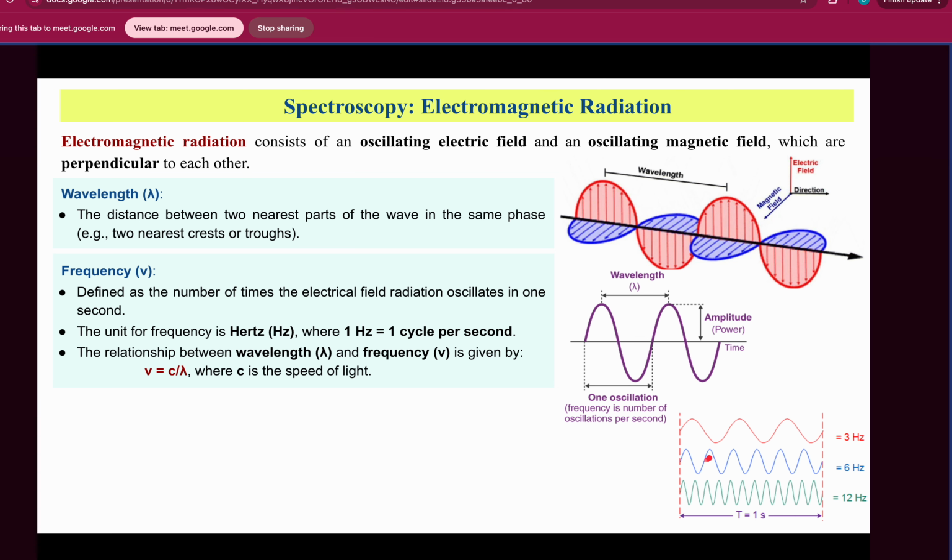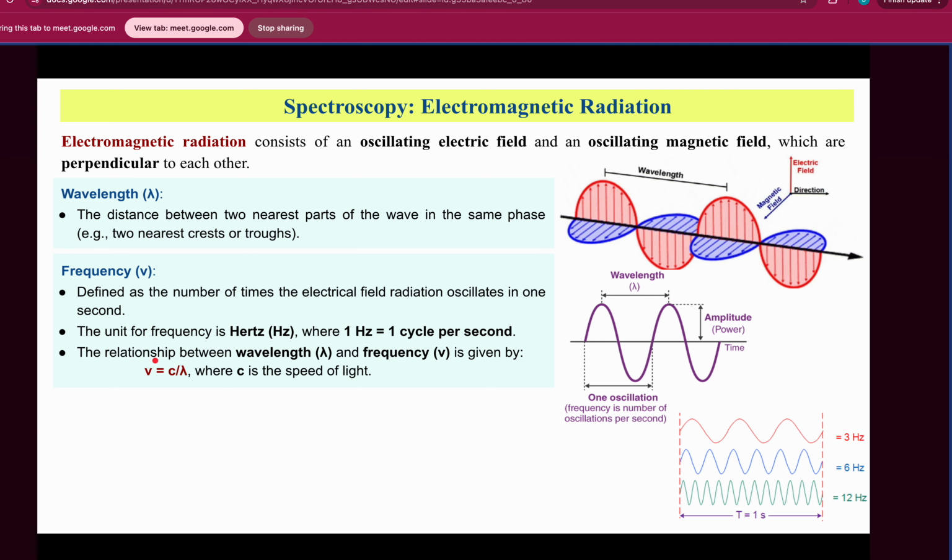Similarly, the blue wave is oscillating 6 times, so it has a frequency of 6 hertz. Similarly, the green wave is oscillating 12 times, which means it has a frequency of 12 hertz. The unit of frequency is hertz, and 1 hertz is equal to 1 cycle per second. Similarly, 2 hertz will mean 2 cycles per second.